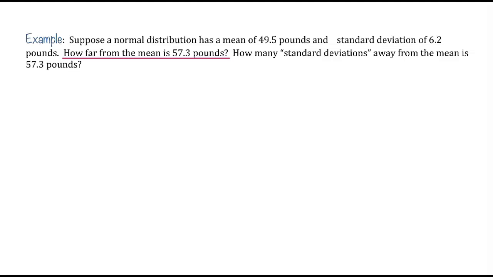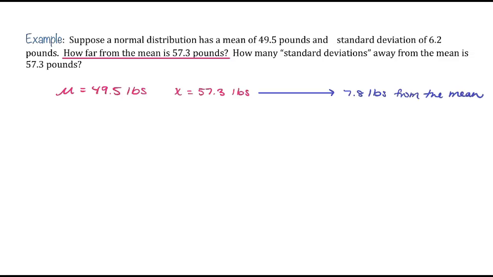Let's start by focusing our attention here on the first question. How far from the mean is 57.3 pounds? We are given a mean of 49.5 pounds. So this data value, let's call it x, of 57.3 pounds is 7.8 pounds from the mean. Now let's consider the second question. How many standard deviations away from the mean is 57.3 pounds?